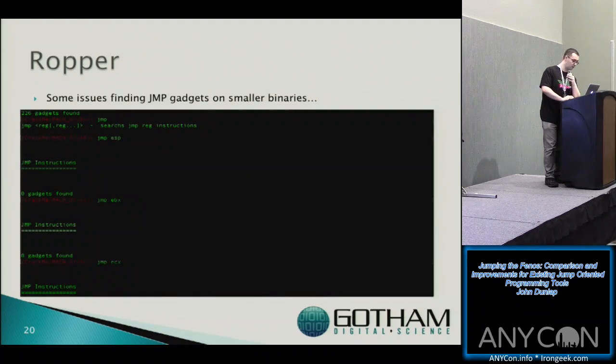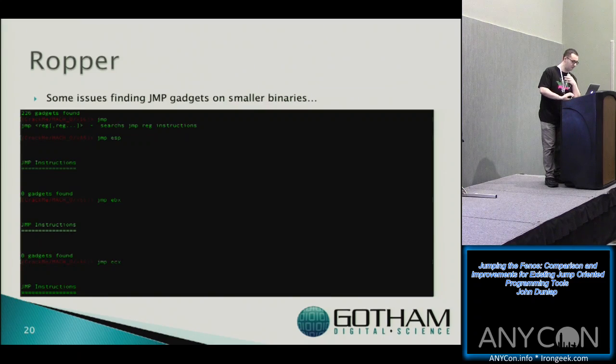So here's some smaller binaries on Ropper. Have any of you guys used Ropper before? It's a ROP gadget finding tool. It dumps out all the instruction, return, or in this case, instruction, jump. In this case, we're looking for jump ESP.